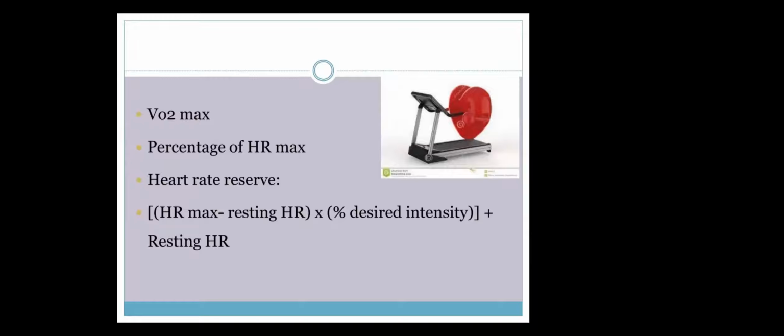This formula should be used only if you have an HR max derived from the maximal stress test, and not by using the equation 220 minus age, because 220 minus age takes into consideration only the age of the patient and none of the other factors which can actually affect the functional capacity or functional status of an individual, like gender, the occupation of the patient, or the presence of any comorbidities. All these things are not taken into consideration when you go by 220 minus age. So if you have an HR max derived from maximal stress testing, only then try and use the heart rate reserve formula.